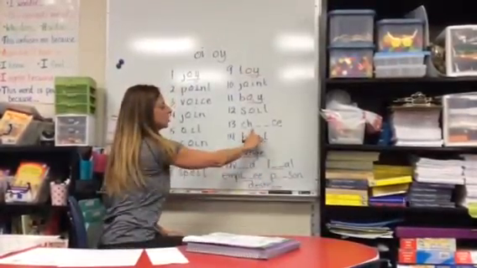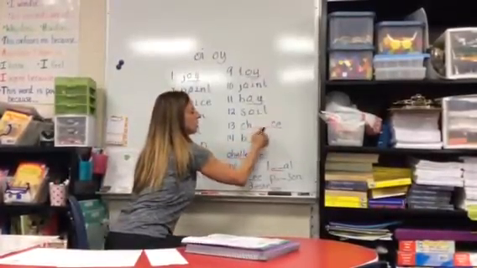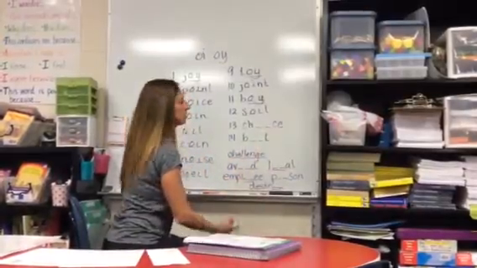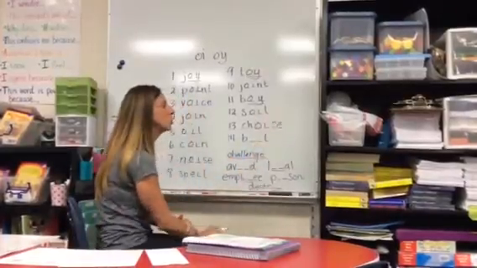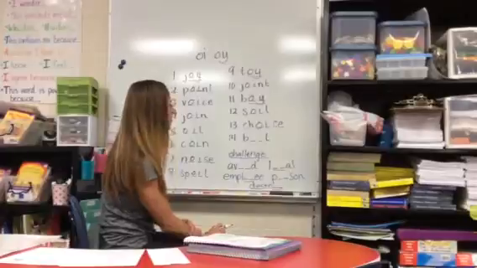Okay, next one. Ch. CH makes the ch sound. We have ch, oi, s. This is when the C makes the S sound, okay? So again, it's O-I in the middle, choice. And you should be writing all of these words with me.